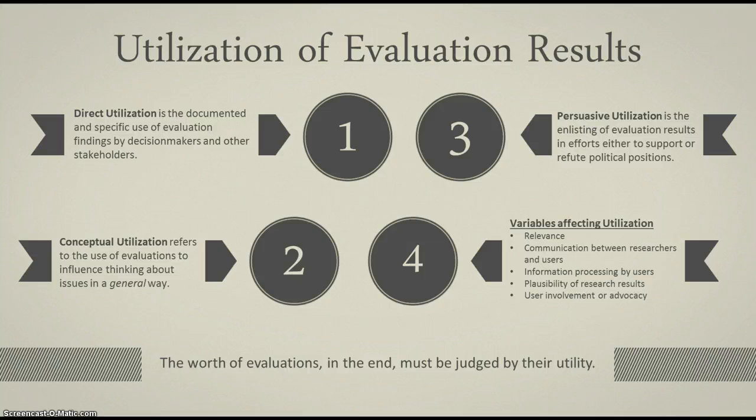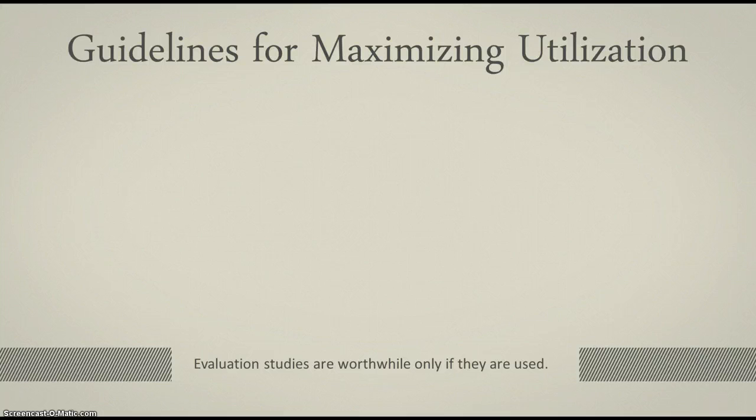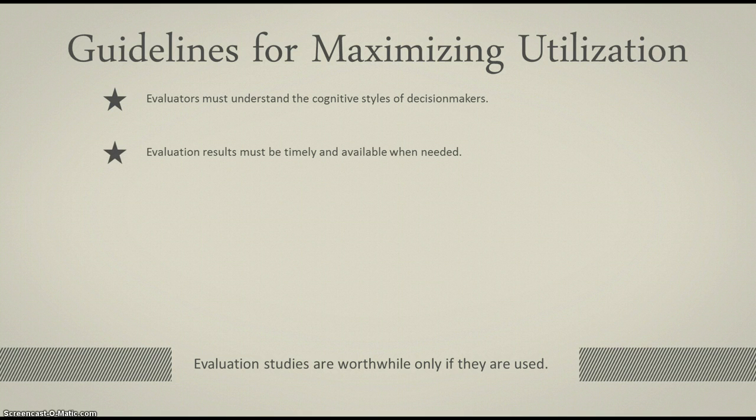Communications between research and users, which kind of goes back to the dissemination piece. Information processing by users, again, is it understandable? Plausibility of research results, and user involvement or advocacy. And then guidelines for maximizing utilization. Again, evaluations are only worthwhile if they are used. So you must understand the cognitive styles of decision makers. So again, understanding your populations.